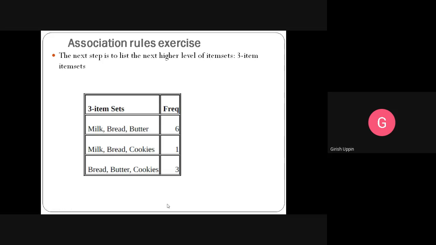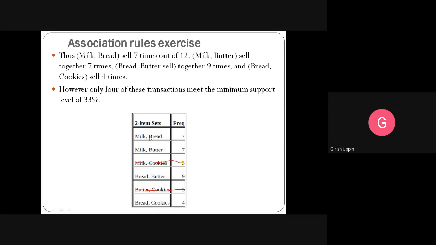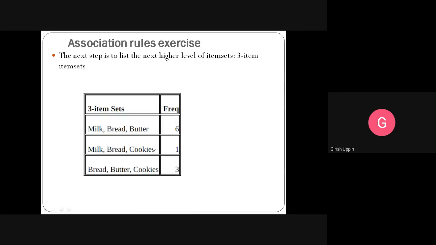Now we are going to increase it to 3 items: milk, bread, butter. So from here you can see milk, bread, butter. Possible combinations of 3: milk, bread, butter; milk, bread, cookies; then bread, butter, cookies. And you are going to find how many times these 3 items are bought together, and you are going to write the frequency. Now you can see milk, bread, butter, we have 6.